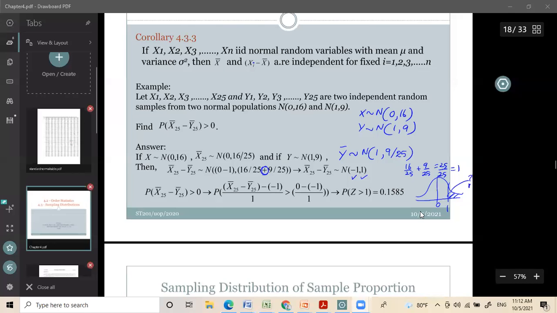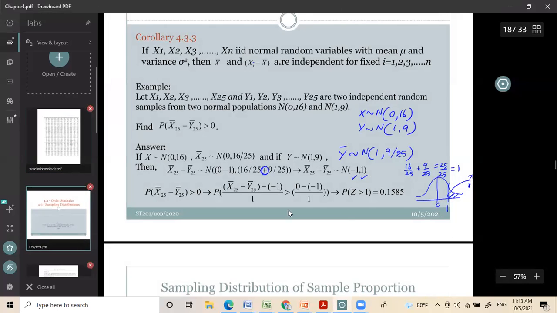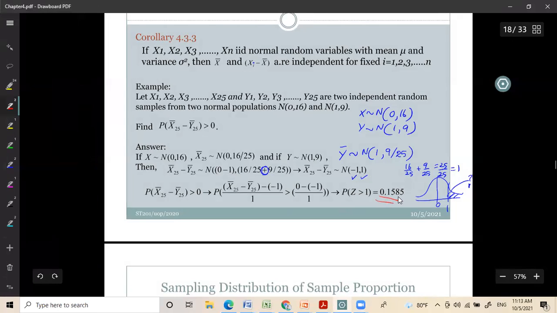So I'll go back to our example. Okay, so 1 minus 0.84134, that is 0.1587. So this is how you get the answer from the standard normal table.